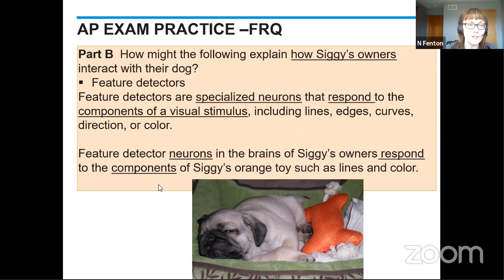Now there's also feature detectors for more sophisticated stimuli. So there are feature detector cells for things like faces. So if you wrote, Siggy's owners were able to recognize the face of their adorable dog Siggy because brain cells, which is another way of saying neurons, that are specialized to respond to faces provide that information. So you could also do feature detector cells for faces, which are not in my definition here.